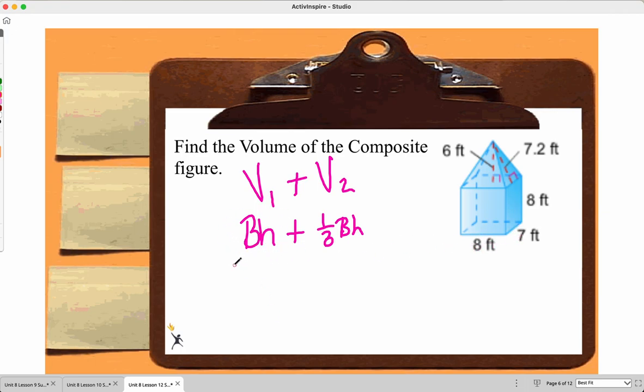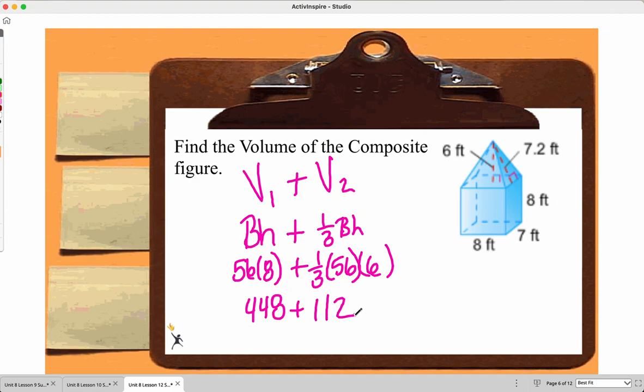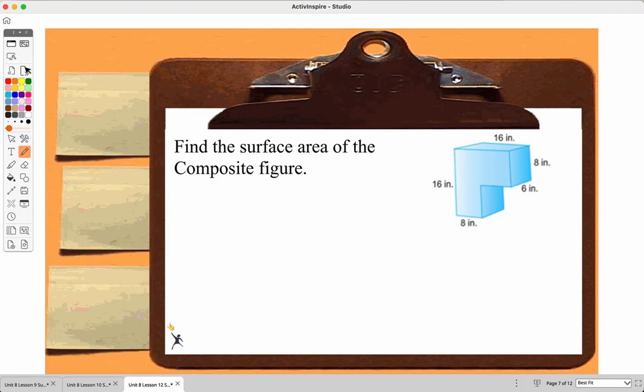The base down here is 56 times 8 plus 1/3 of that same 56 times 6. Now in this case, 1/3 of 6 is exact, so I can make this pretty easy on myself. 56 times 8 is 448. 1/3 of 6 is 2. 2 times 56 is 112. That leaves me with a final volume of 560 cubic feet for that composite shape.